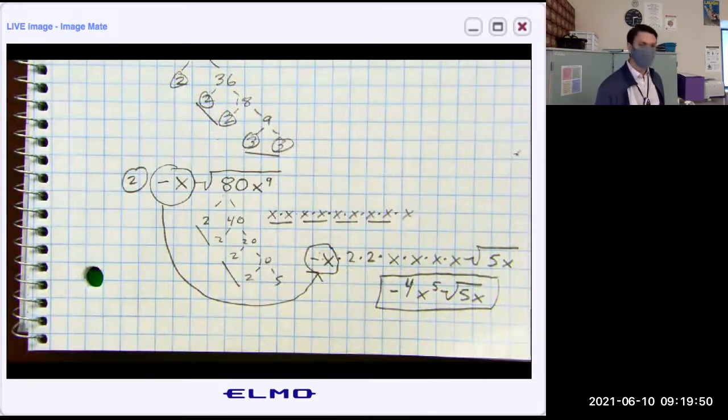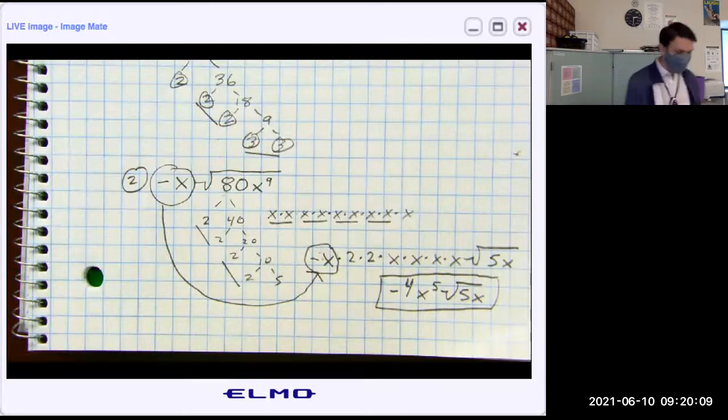Okay, I'm out of room, so I'm going to have to flip my paper over. You run into this simplifying when you're dealing with the quadratic formula, when you're dealing with this thing called the Pythagorean theorem. It shows up a lot in geometry.